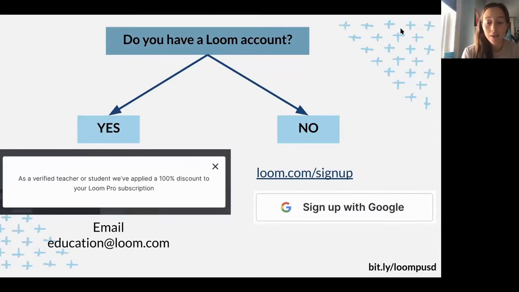If you do not have an account, you can go to loom.com/signup. And we recommend that you sign up with Google. It'll look just like that picture in the bottom right of the screen with the Google symbol, and sign up with Google. And to use your Poway USD email address, by using your Poway email address through Google, Loom can quickly verify that you're a teacher, and you'll automatically get those Loom Pro features that you want to be able to make the best high quality videos you can.